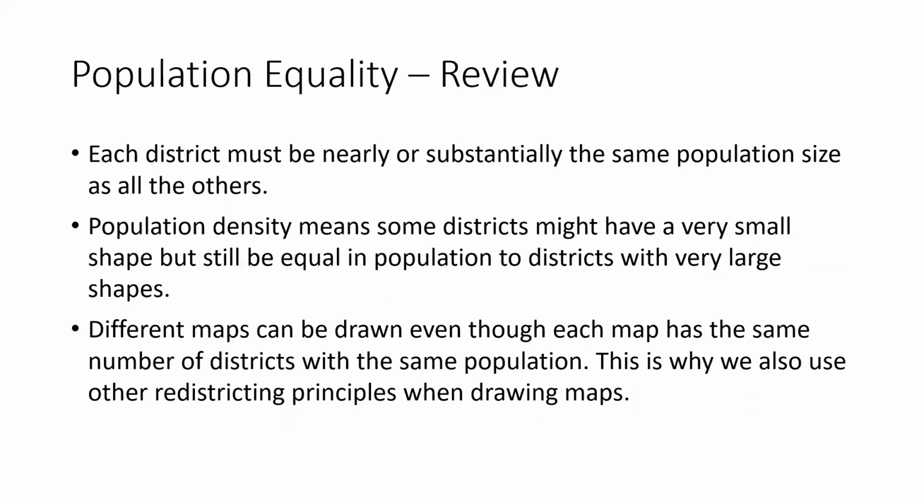So to review population equality, each district must be nearly or substantially the same population size as all the other districts when you're drawing these districts. You should note that population density means that some districts might have very small shapes, but still be an equal population to districts with very large shapes because they have higher population density. And different maps can be drawn even though each map has the same number of districts with the same population. And that's why we have to use the other redistricting principles when we're drawing our maps. So that's a quick summary of population equality.